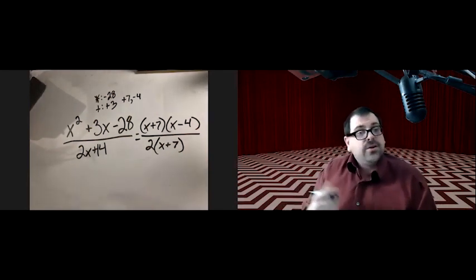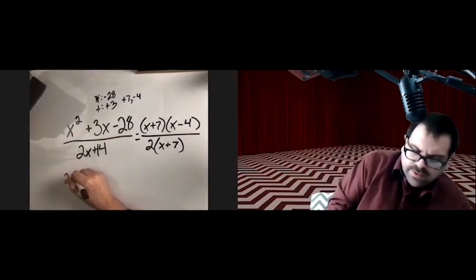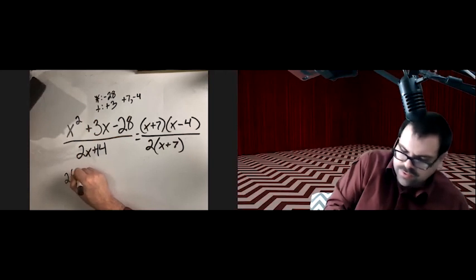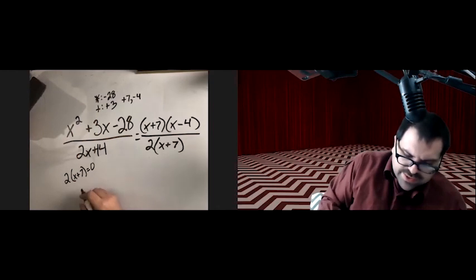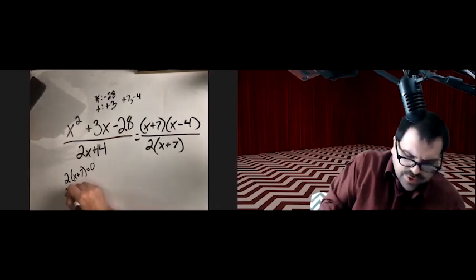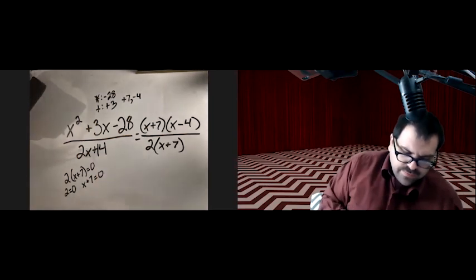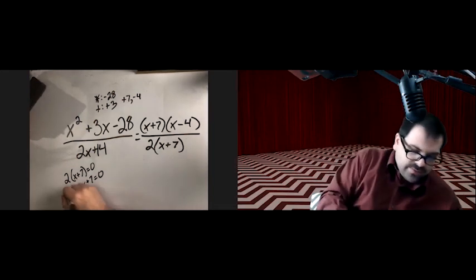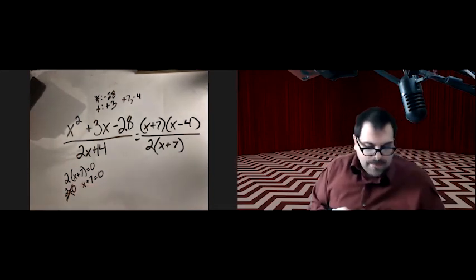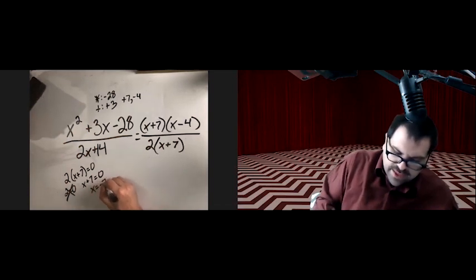Before I cancel, I look for my restricted values. I take my factored form on the bottom, 2 times x plus 7. I set that equal to 0. I get 2 equals 0. I get x plus 7 equals 0. What is 2 equals 0? Nonsense. That's right, it's nonsense. Here, subtract 7 from both sides. X equals -7. This is my restricted value.